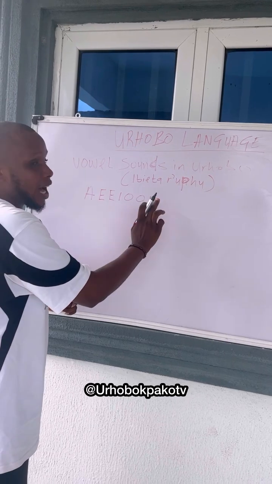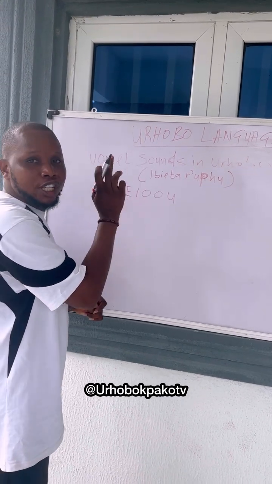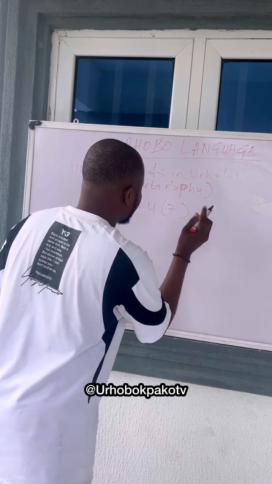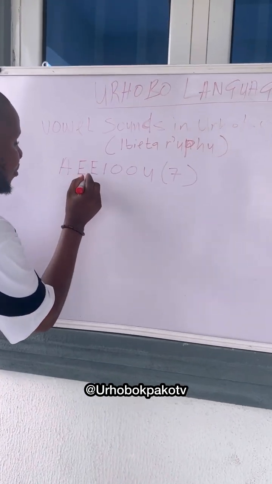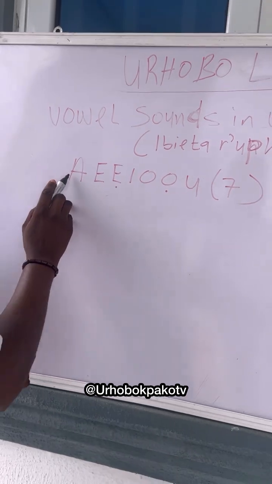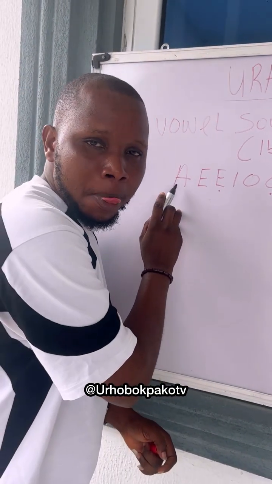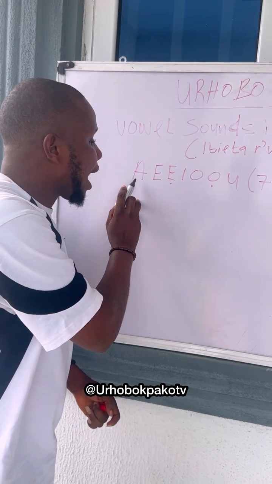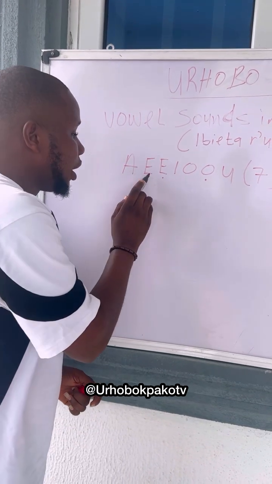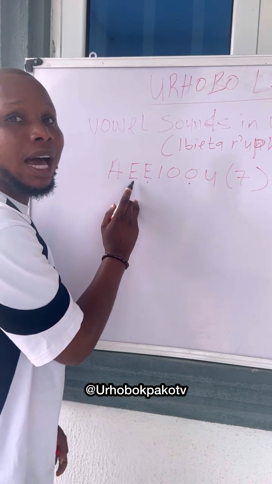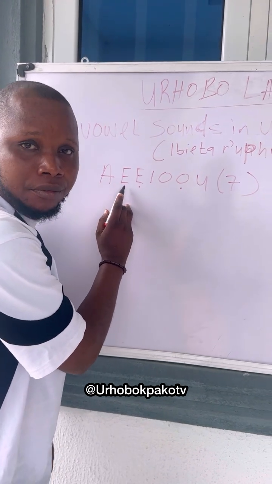These are the vowel sounds. They are 7 alphabets. In English language, this is called A, but in Urhobo language, it's called A. In English language, this is called E, but in Urhobo language, it's called A.